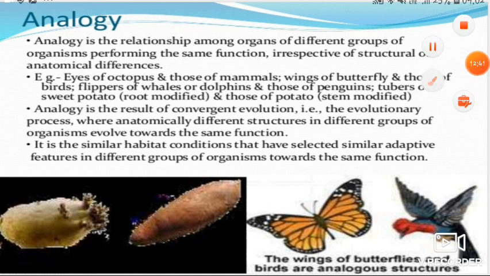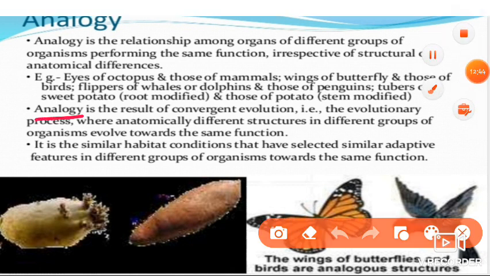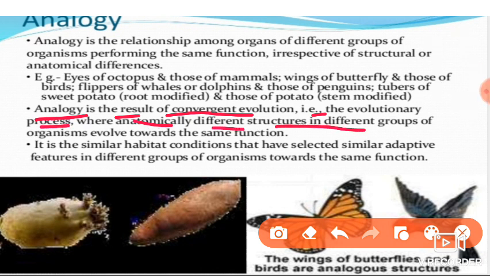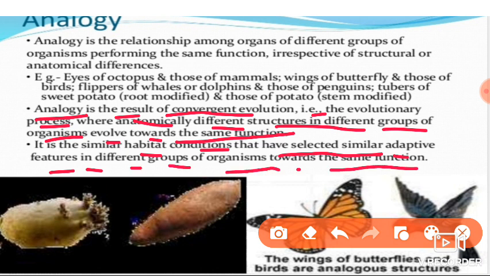Here they have given some points. Analogy is the result of convergent evolution, that is, evolutionary processes where anatomically different structures in different groups of organisms evolve towards the same function. They are from different groups, but functionally they are doing the same function. It is the similar habitat conditions that have selected similar adaptive features in different groups of organisms toward the same function.